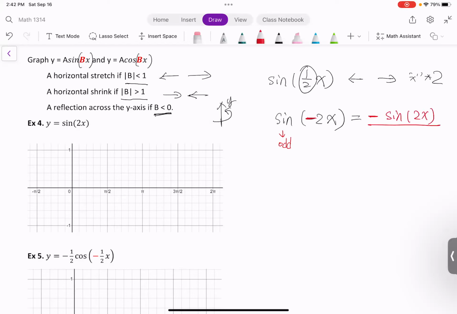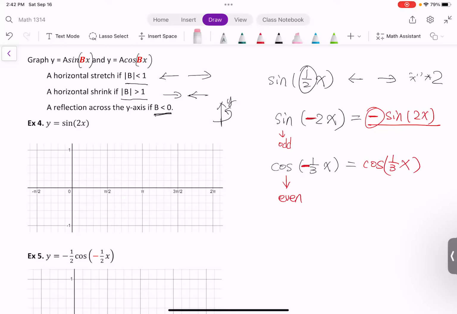Now I will talk about our reflection along the x-axis. And if I have a cosine of negative 1/3 x, I can get rid of the negative sign by using the odd and even function. Cosine is even, so I can get rid of the negative sign. That's cosine 1/3 x. So that saves me a lot of time and gives me less trouble.